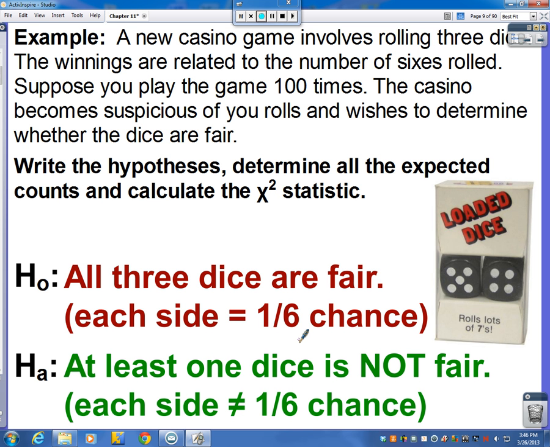No, but we know something is wrong overall. And there's no way we're going to know if 1 die is bad, if 2 dice are bad, or if all 3 dice are bad, unless you do 3 individual hypothesis tests, 1 for each die. So this is really an all or nothing thing. Either they're all fair, or we're just going to have to say in general that something's wrong, at least one of them's not fair. We don't know which one, but that's the way we have to leave it.